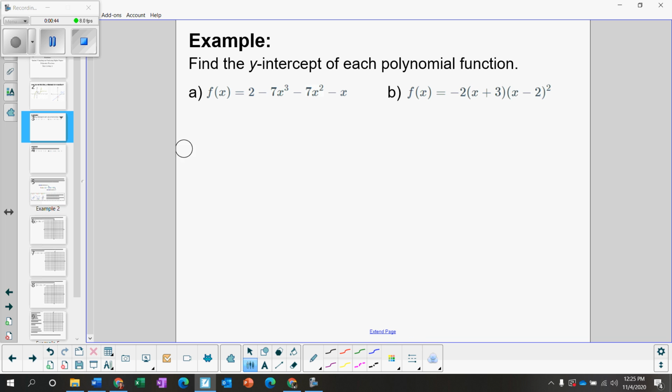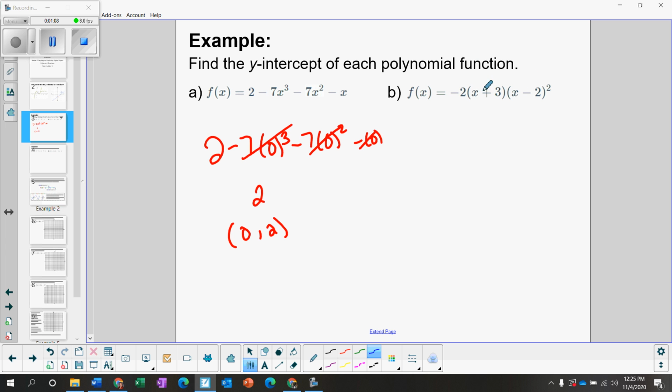So we're going to get 2 minus 7 times 0 to the third minus 7 times 0 squared minus 0. So it goes away, goes away, goes away, and I'm left with 2. So (0, 2) is that y-intercept.